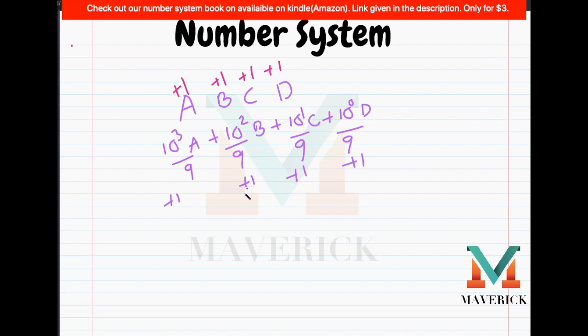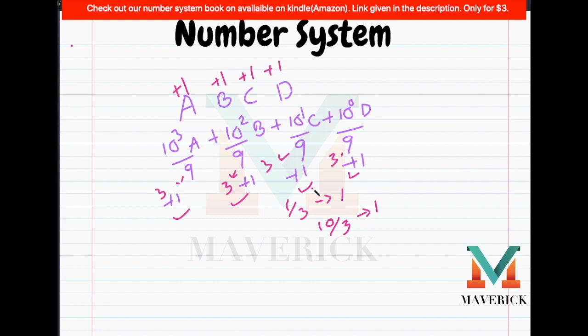Now, for the same reason we use the rule for 3 also, because I can just replace 9 by 3. Nothing else will change. Any power of 10 divided by 3, what is the individual remainder? What is the remainder of 1 by 3? 1 by 3 remainder is 1. 10 by 3 remainder is 1. 100 by 3 remainder is 1. 1000 by 3 remainder is 1. So that's why for 3 and 9 we use the same rule.